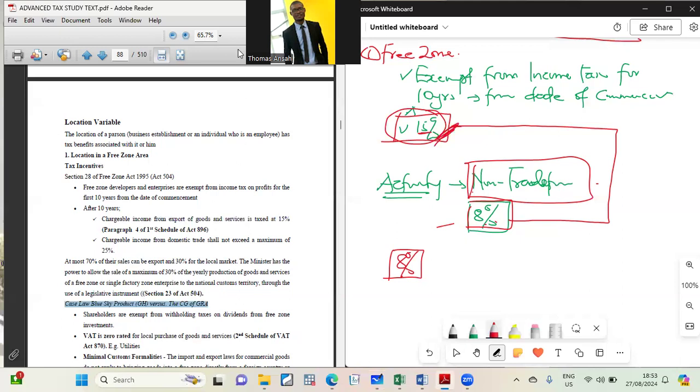You know Blue Sky? Yes. The ice cream. Yeah, they do drinks. Yeah, so that was the adjudication.